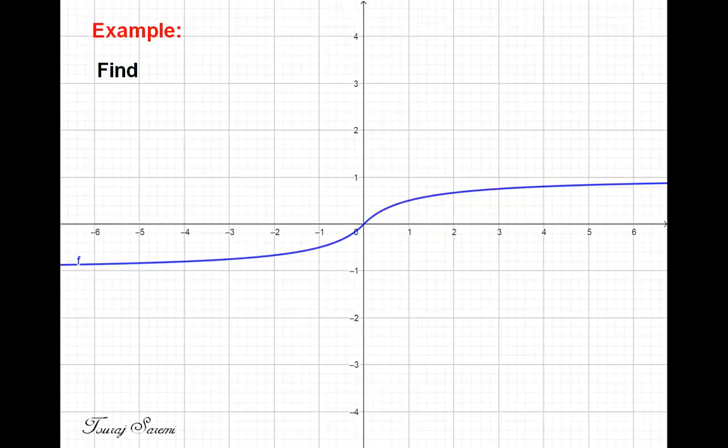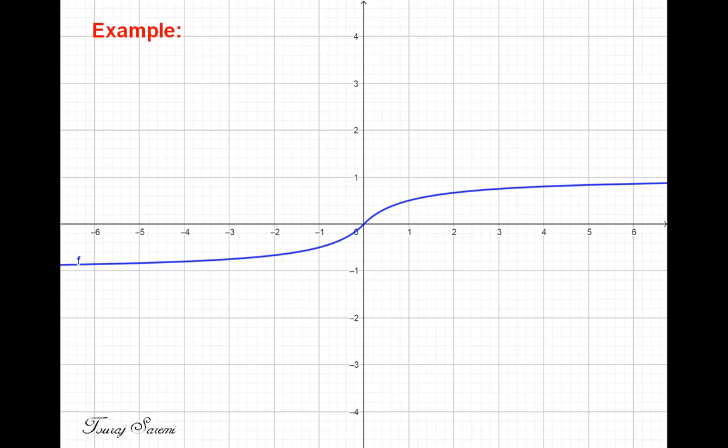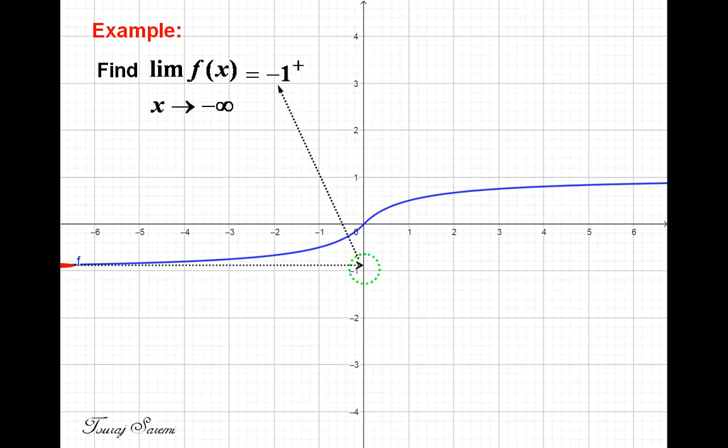Example. Find the limit of f of x as x tends to plus infinity. The answer is 1 minus. It is clear that its value is slightly less than 1. Example. Find the limit of f of x as x tends to minus infinity. The answer is minus 1 plus. It is clear that its value is slightly greater than minus 1.